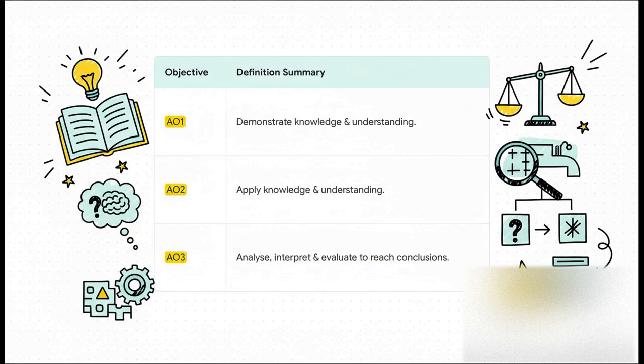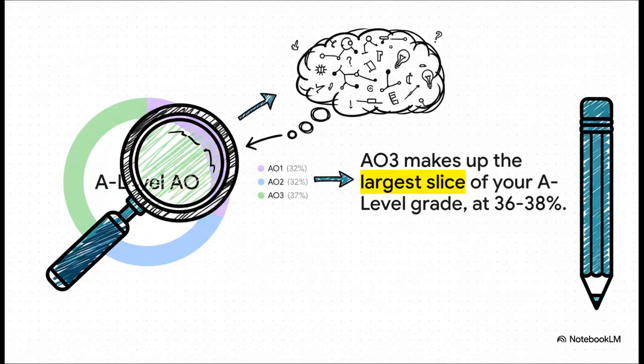AO2 is about taking that knowledge and applying it to a new situation, like in a scenario question. But AO3 is the big one. This is all about evaluation, analysis, and, the most important part, making judgments and reaching conclusions. Honestly, this is where A-stars are made. And if you need any more proof, just look at this. Look at the weighting. AO3 takes up the biggest slice of the pie for your final A-level grade. We're talking 36 to 38%. This tells you everything you need to know. Evaluation isn't just some little add-on at the end of an essay. It is the single most important skill that the exam is testing.